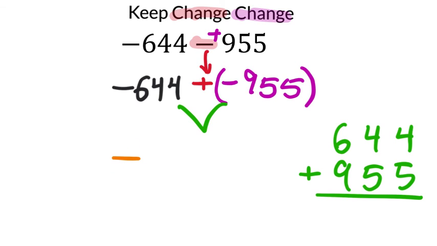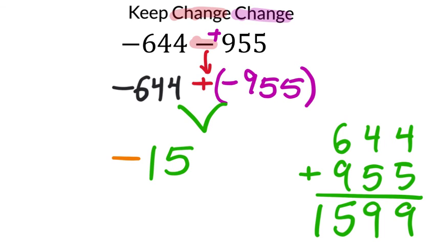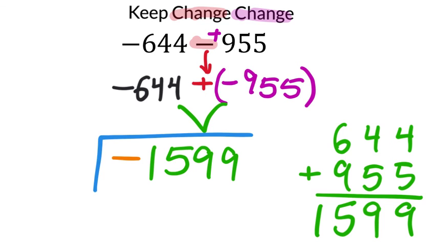So in the ones place value, 4 plus 5 is 9. In the tens place value, 4 plus 5 is still 9. And then 6 plus 9, and again, you can use fingers if you need to, but eventually you should get up to 15 right there, okay? So we end up with 1,599, but it's negative 1,599.